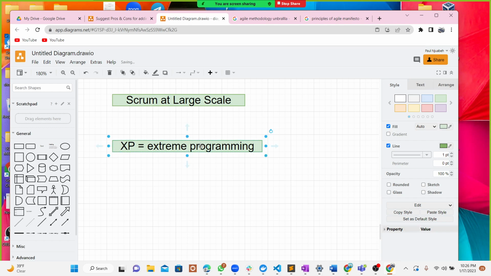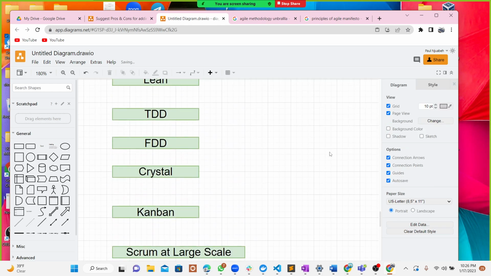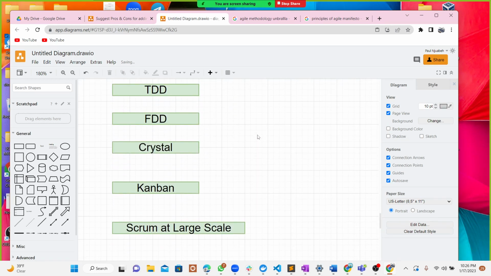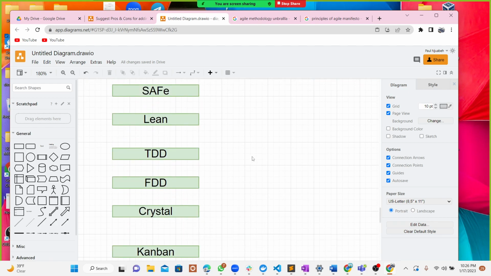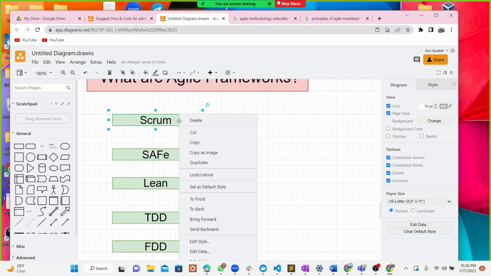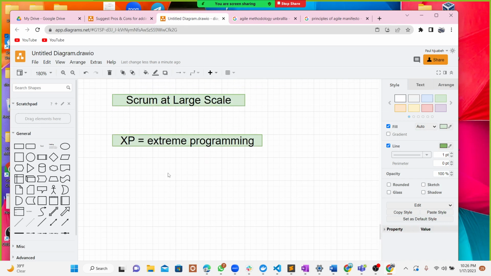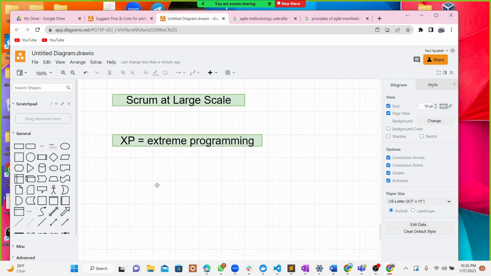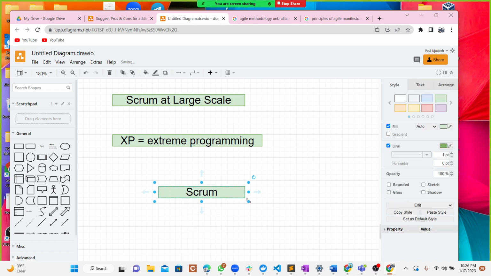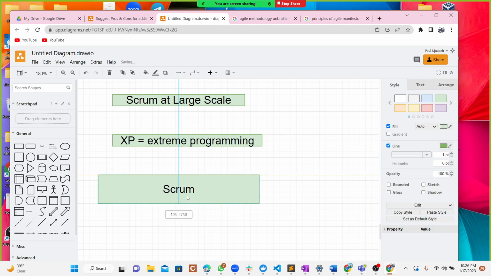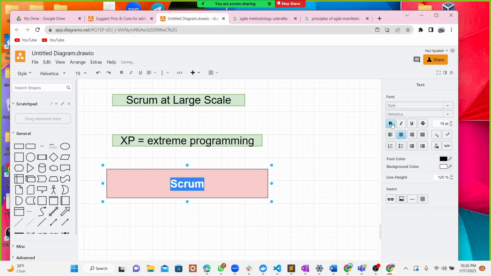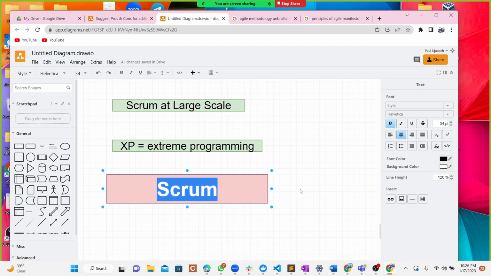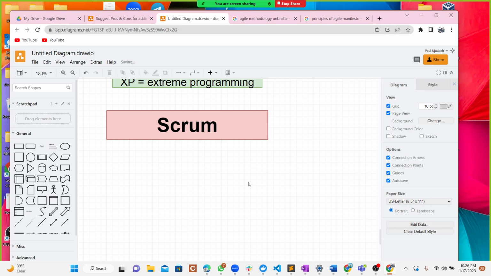Now, we want to study one of these frameworks. The goal of these lessons that we've been taking all these days is to study one of these frameworks, and that framework is Scrum. Now, the question is, what is Scrum?